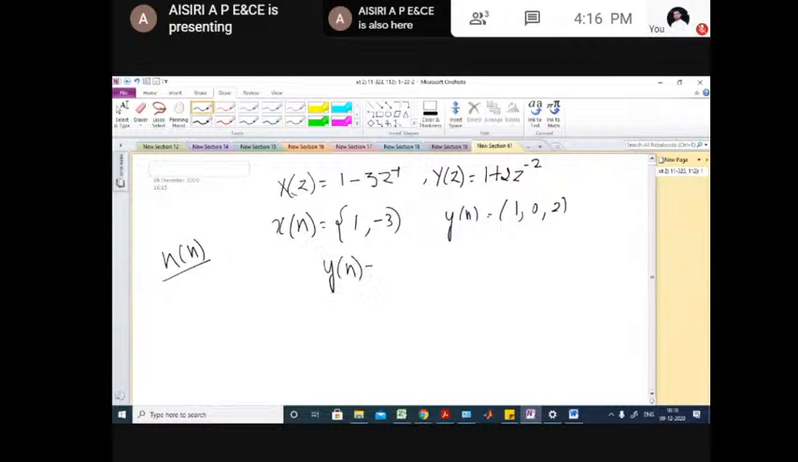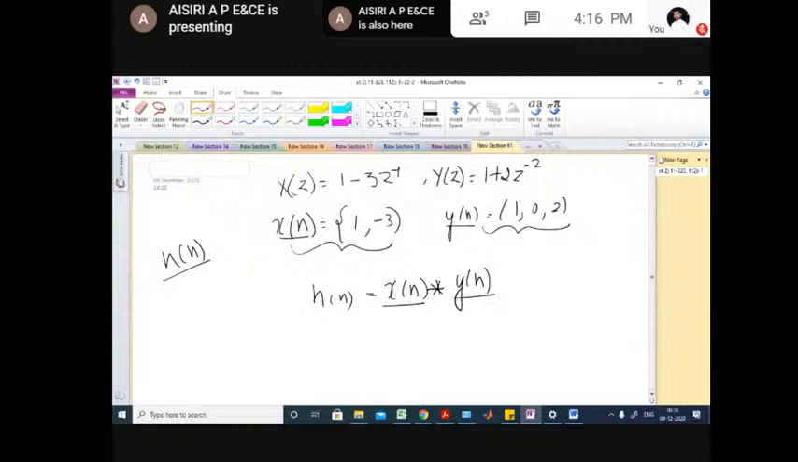So y of n is given by x of n convolved with h of n. I don't know what h of n is, but I know x of n and y of n. So I want to calculate h of n. I'll be able to get this particular h of n using this formula, that is x of n convolved with y of n. Now this y of n we take to be the second sequence to perform the convolution. So I know what is x of n and I know what is y of n.